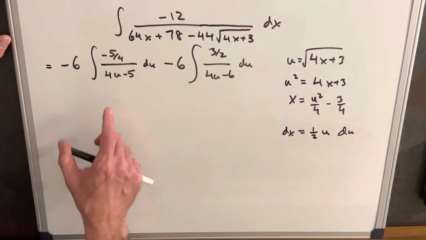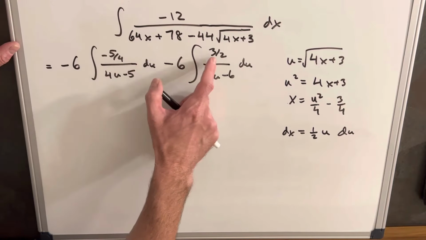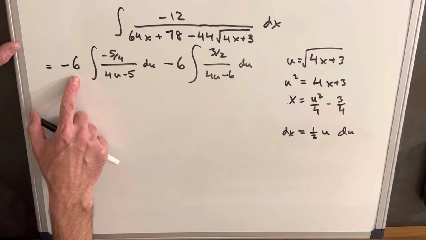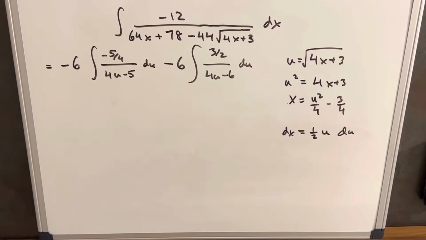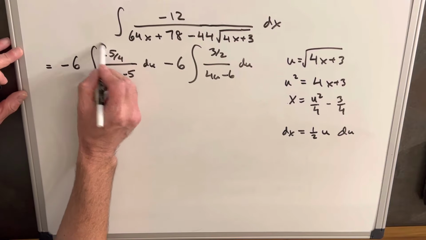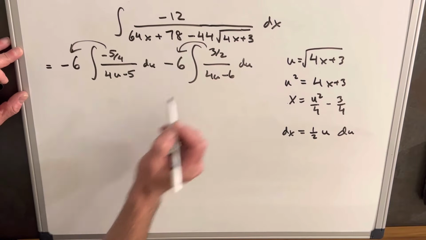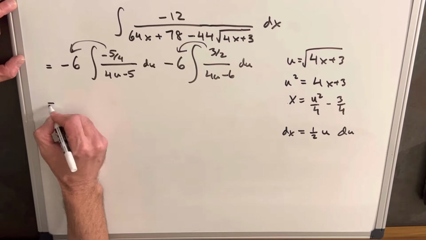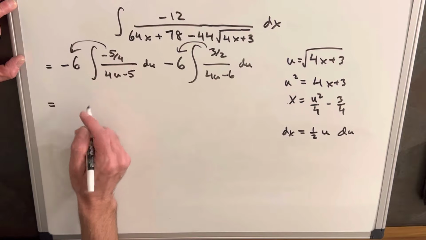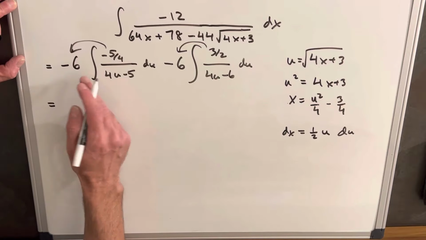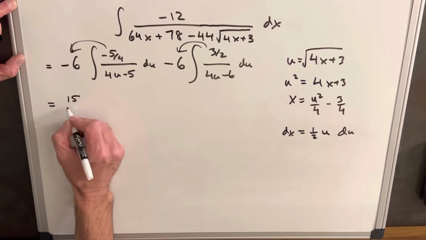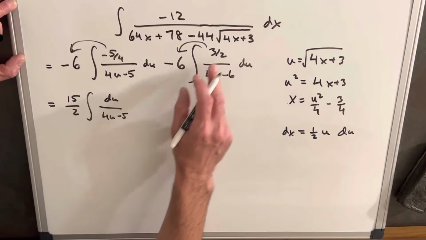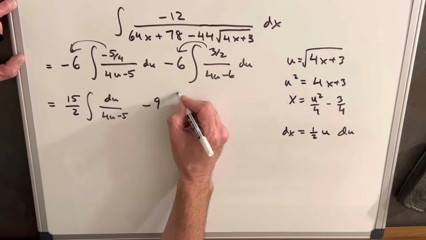So now I've rewritten this and plugged in the values we found for A and B. The only thing I changed was I distributed the minus 6 to both integrals and separated into 2 integrals. Next thing I'm going to do, let's just multiply. Let's bring this out, and so we'll create a new constant out front of each integral. Minus 6 times minus 5/4 is 30 over 4, which is 15 halves. Then minus 6 times 3 halves is minus 9.